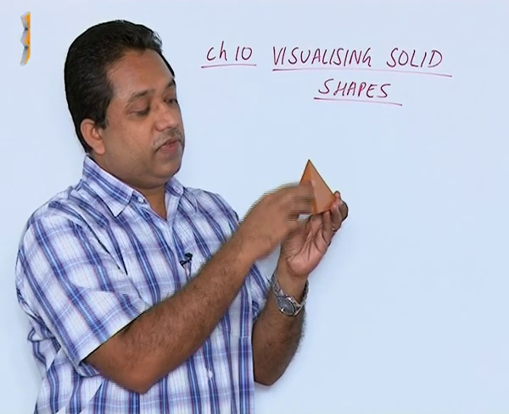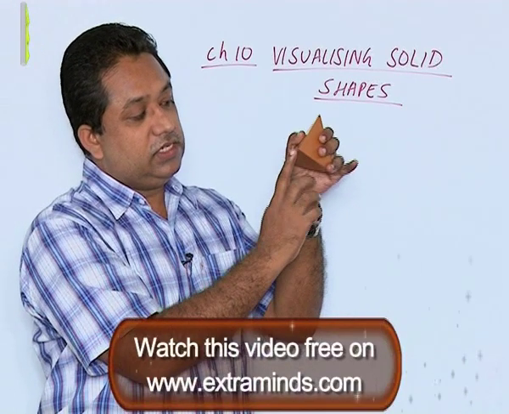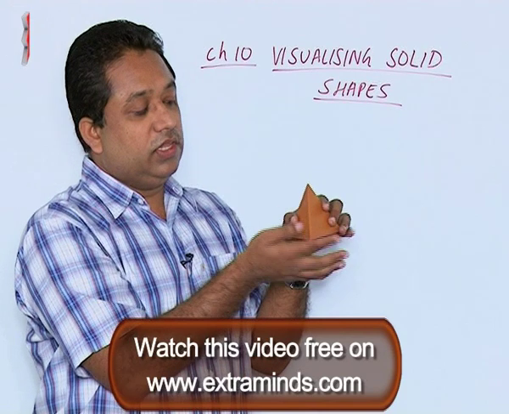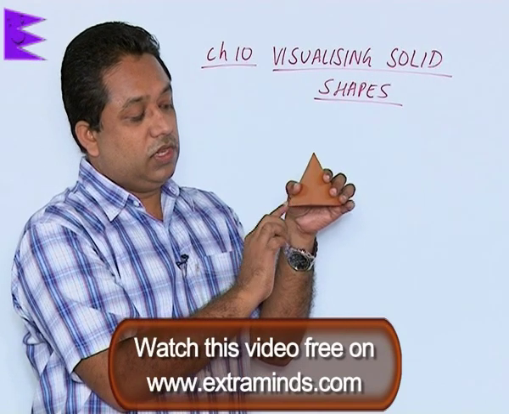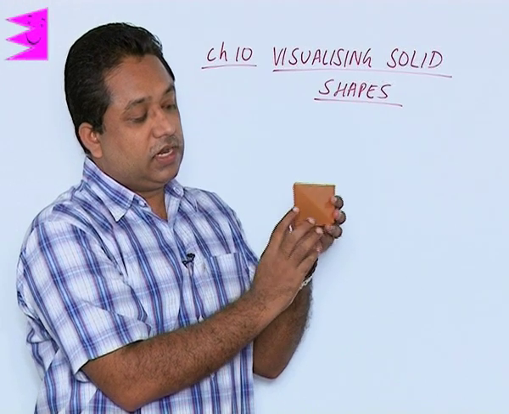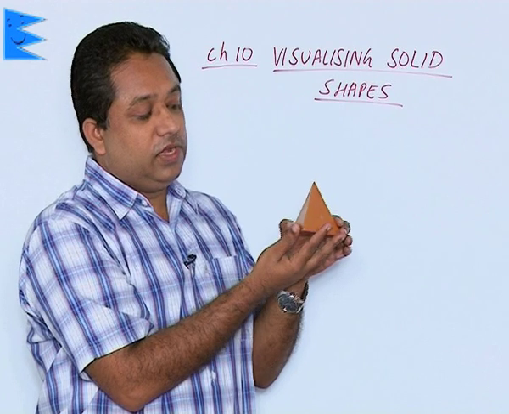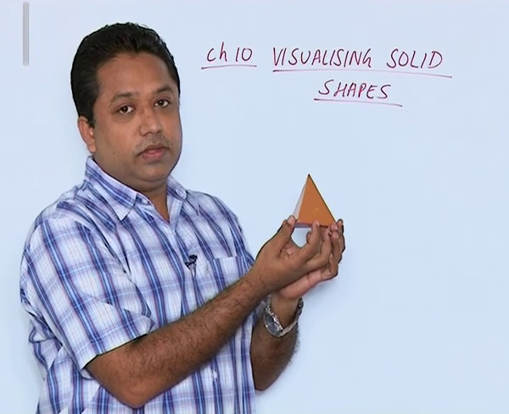If you look at the edges, we have 1, 2, 3 edges here and 3 edges below. So 3 plus 3, 6. And look at the vertices: 1, 2, 3 and 4 vertices. So this is a triangular base and there are 3 triangles on top. So this is an example of a triangular pyramid.